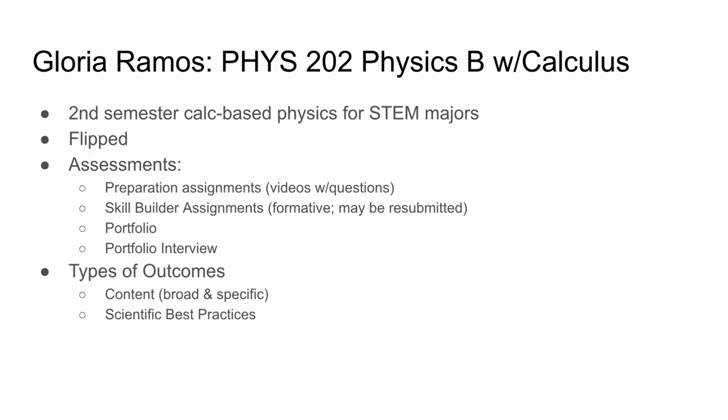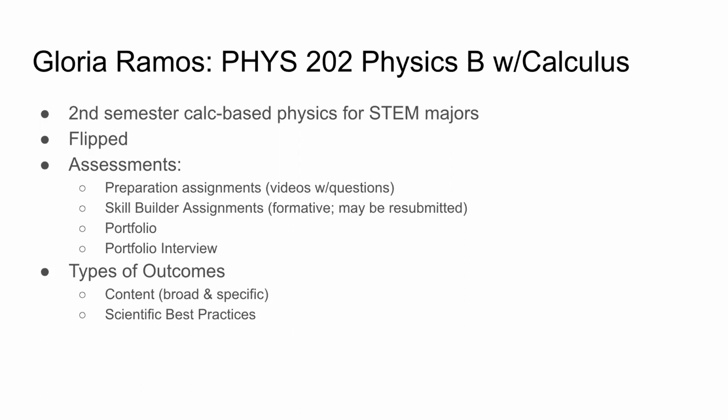And in my course, I basically have two types of outcomes. Some are content outcomes, the majority are content outcomes. Some are very broad, such as I can predict, analyze, or explain the effect of an electric field on a charged particle. And some are very specific, and that's usually a particular skill. So that could be, I can calculate the electric potential for a system of point charges, right? So that's a very specific thing that they should be able to do.